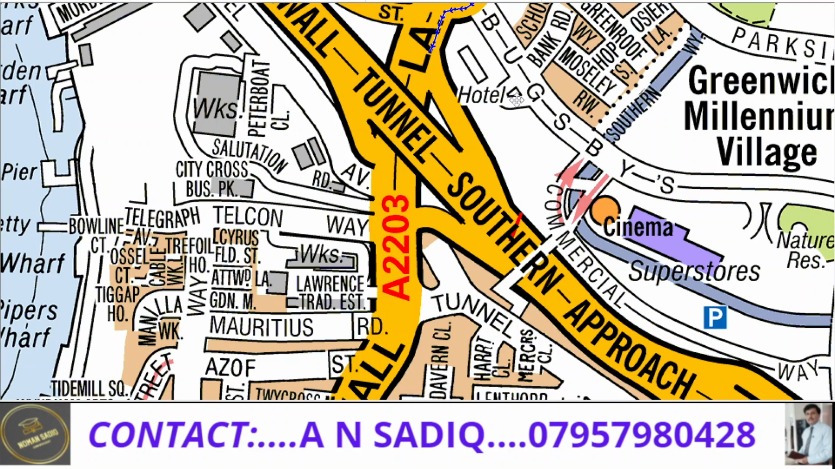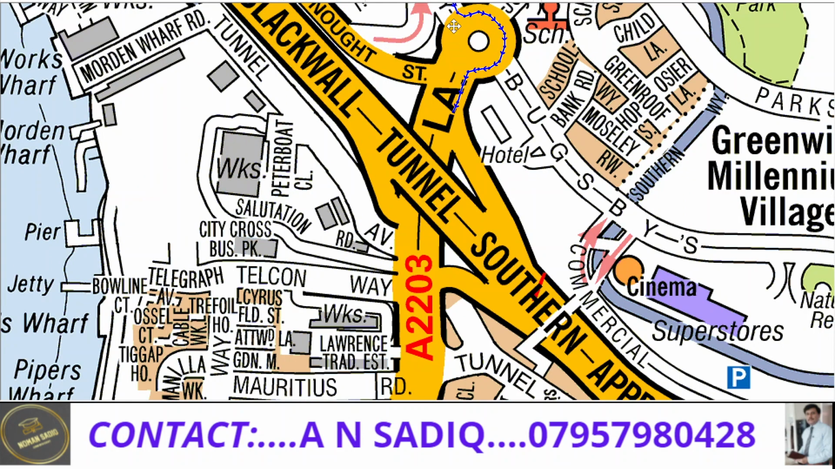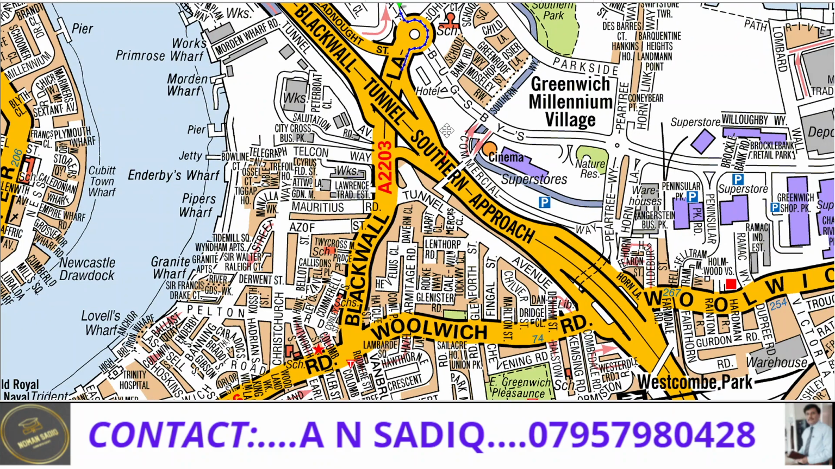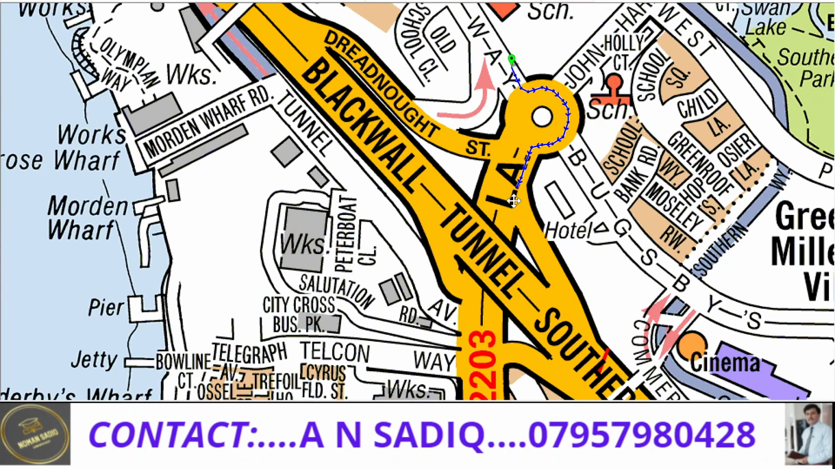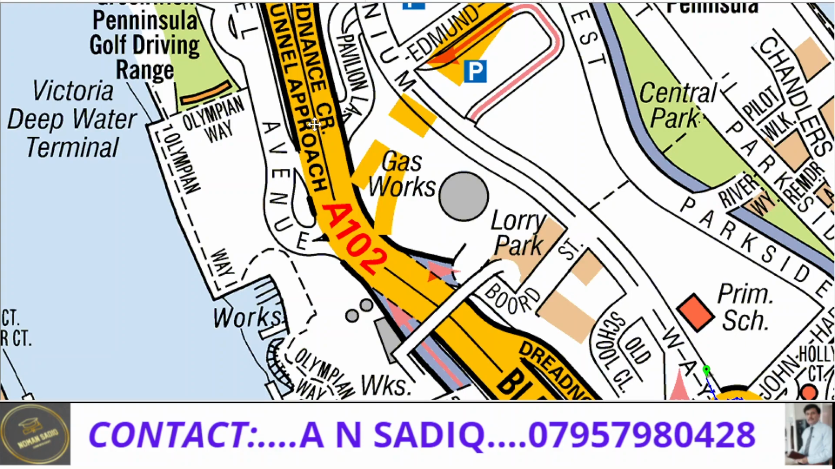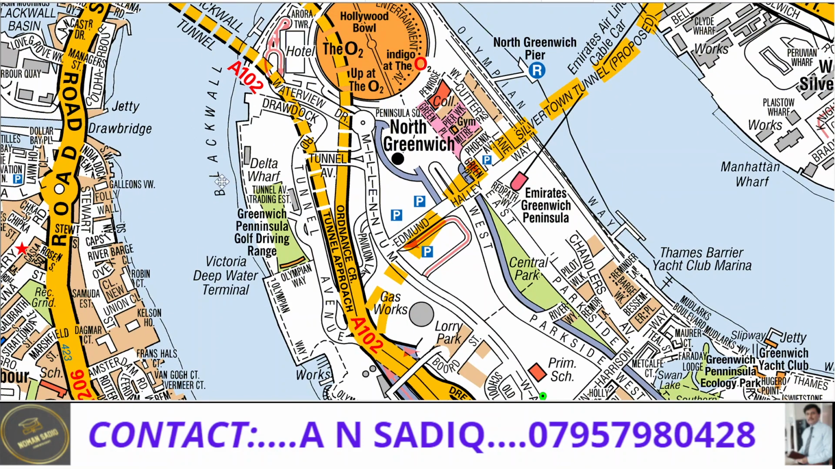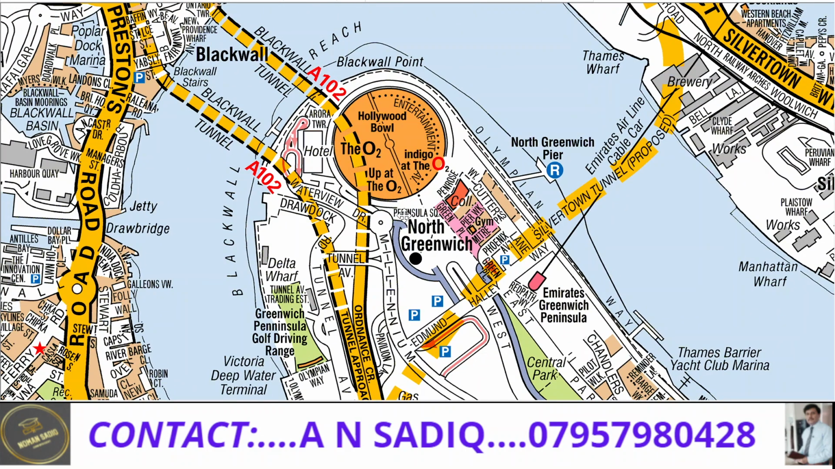There might be several options to reach your destination. So what should be the options? If you think about this route, you have to actually move from this road towards this road. Actually, you have to reach the tunnel approach. So these are the tunnels: Blackwall Tunnel, Rotherhithe Tunnel, and the Dartford tunnel. These are the tunnels which go underground through the river Thames.